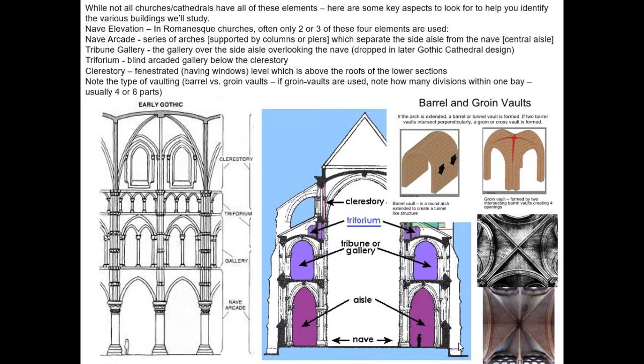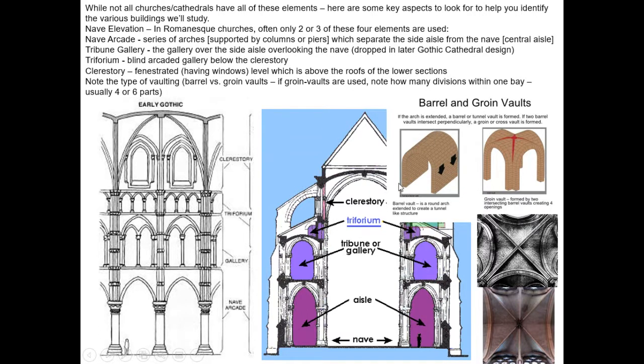In the Romanesque churches, we usually saw a 2- or 3-part elevation. In the early Gothic, you're going to see all 4 parts, and then you'll start seeing a reduction down to just a 3-part elevation. The gallery, of course, is that second level where you can look in between these columns into the nave. The triforium is a blind arcade. There's a flat wall behind that, so no space for people really behind there. The clerestory, of course, is the window section.